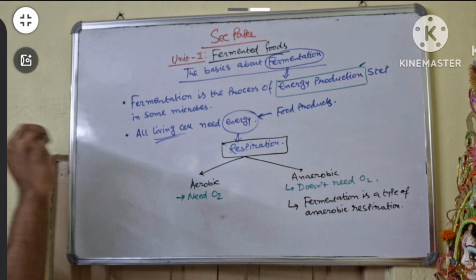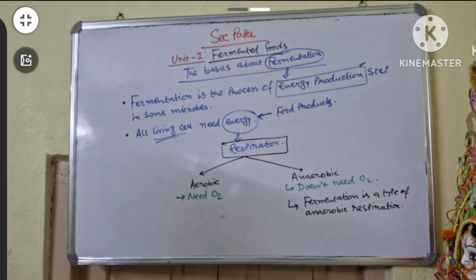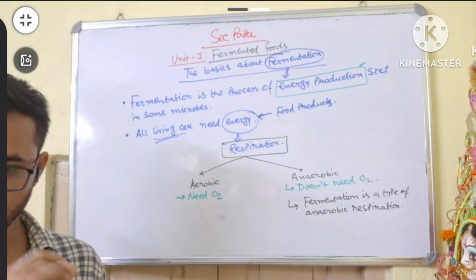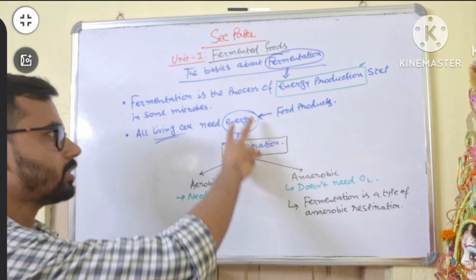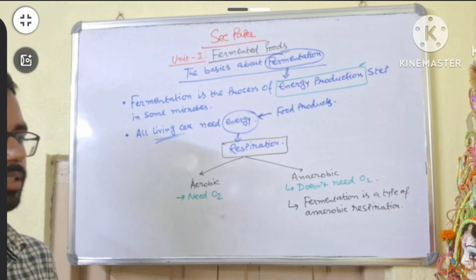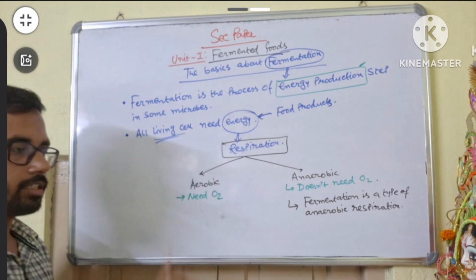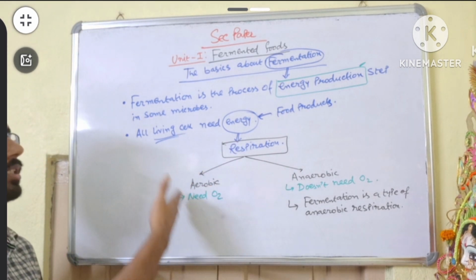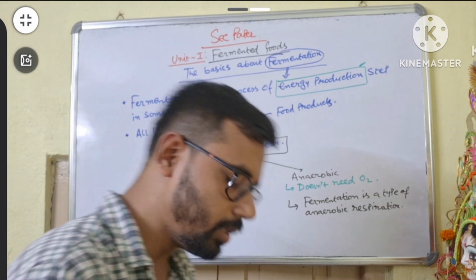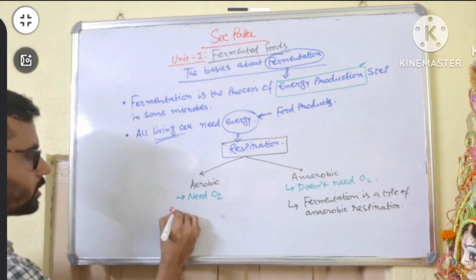So what is the basics of fermentation? What is the meaning of fermentation? It is the energy gathering state. Every cell needs energy, and for this cells use food products and enter into respiration. Respiration can be of two types based on the situation. If oxygen is absent, then anaerobic respiration, and in the presence of oxygen, aerobic respiration. Aerobic respiration is done by most animals and plants.